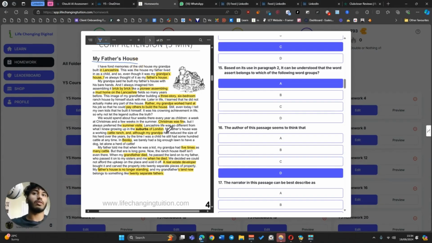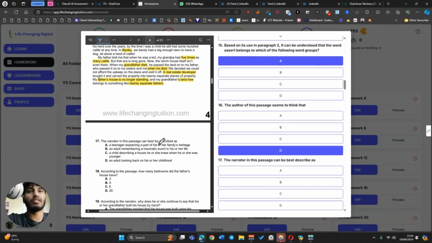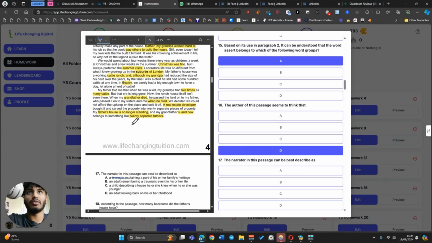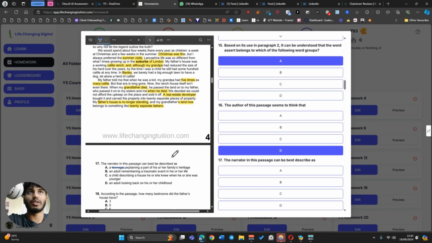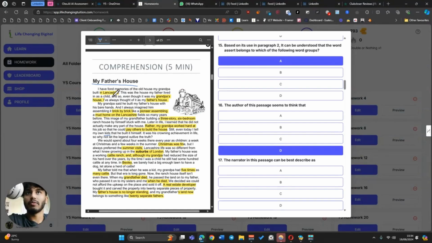Okay, so my father's house. Let's look at the questions. We've got question 17. The narrator in the passage can be best described as a teenager. Well, no, because he's got kids, so he's likely not a teenager. An adult remembering a traumatic event. A child describing a house he or she knew, an adult looking back on his or her childhood. Okay, so it's not his or her childhood that we're looking at, because he's got fond memories of this house, but it's not particularly his house. He's talking about the house that his father actually grew up in.